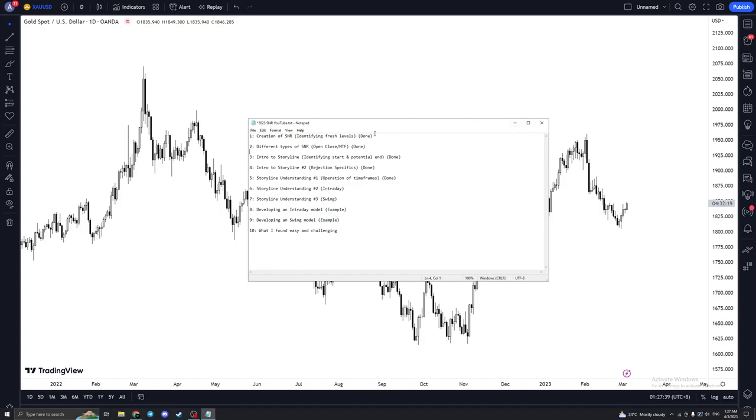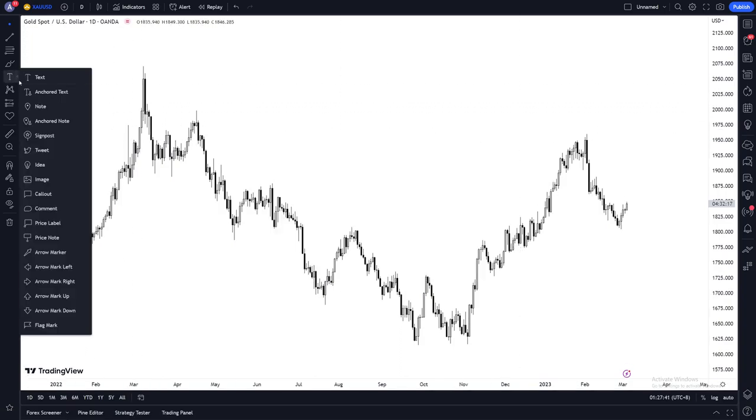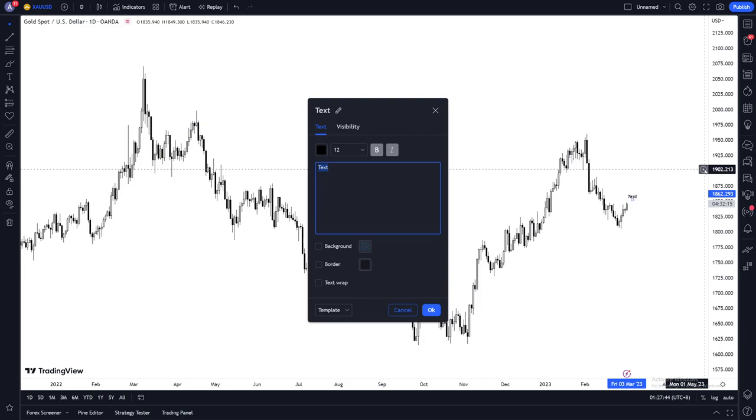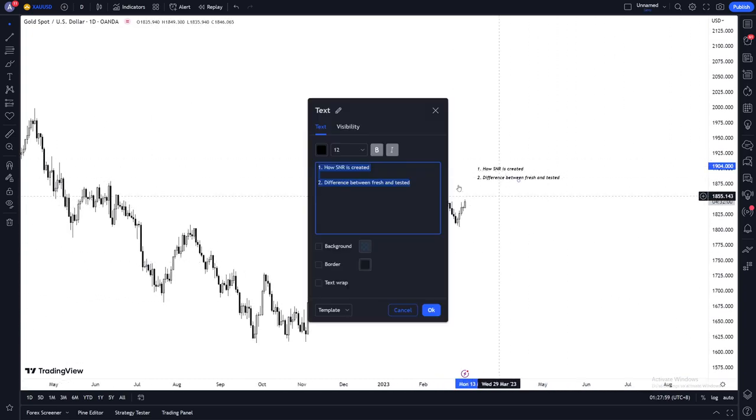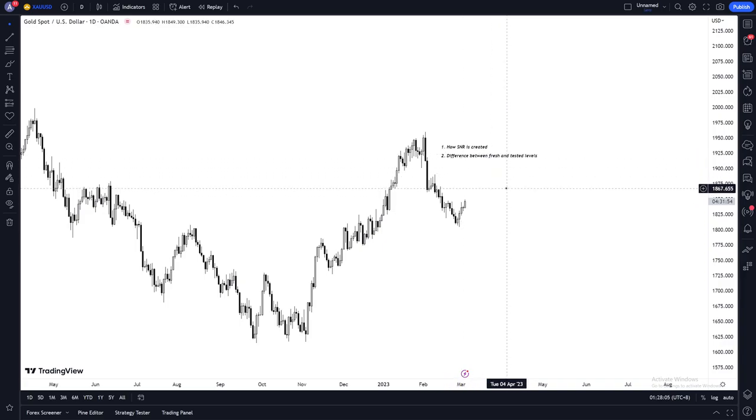Creation of SNR and identifying fresh levels. This video has two objectives. Let me write down these two objectives real quick. The first thing is how SNR is created. The second thing is the difference between fresh and tested levels, obviously. So we're talking about SNR levels. I'm going to try my best to stay on topic here, because we have all these different videos for different topics, but then I end up merging everything together in one video, and no one understands anything.